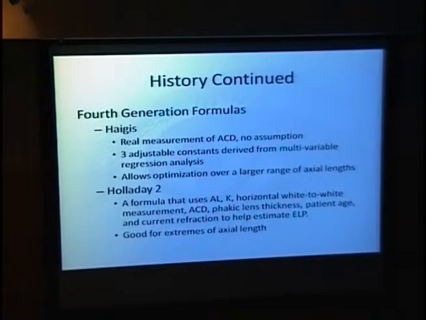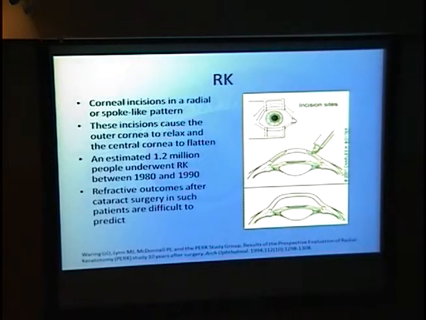So the fourth generation formulas came about and tried to solve a little bit of that issue, amongst other things. The two formulas are the Haigis and the Holladay 2. And I'll just talk about the Holladay 2. It's a formula that uses these seven characteristics to help estimate the effective lens position, and these are very good for extremes of axial length. And the Haigis does an excellent job as well.